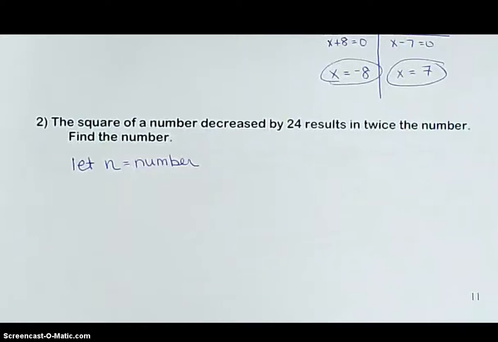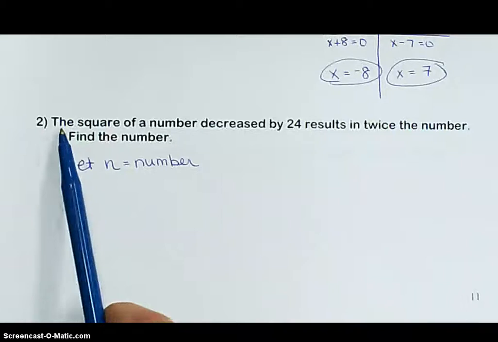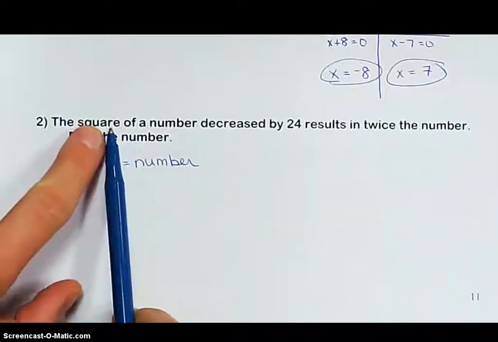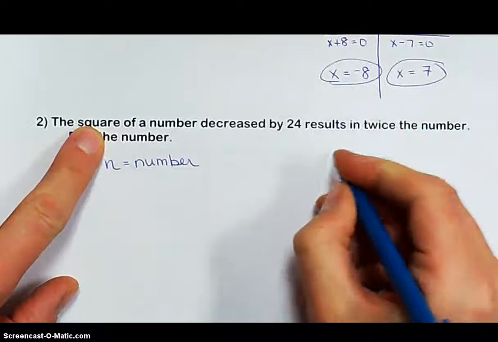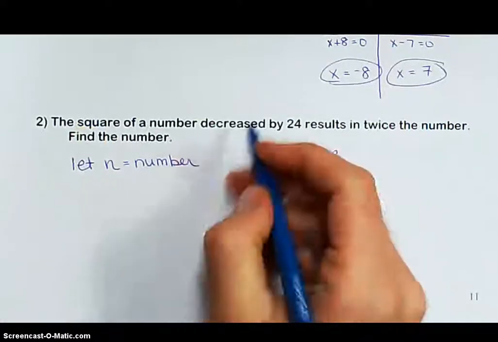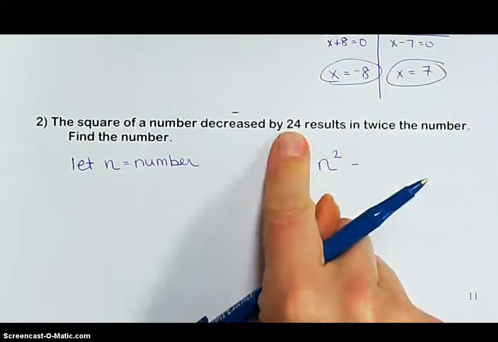Okay, so now we're going to reread the sentence and see if we can convert the words into symbols and numbers. The square of a number. So the square means we're going to square it, so our number is n. So n squared, the word decreased means we're going to subtract, by 24.